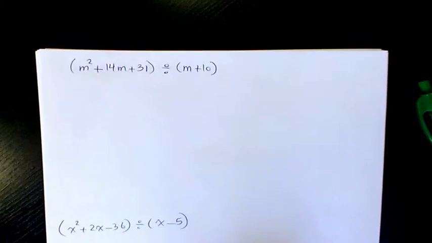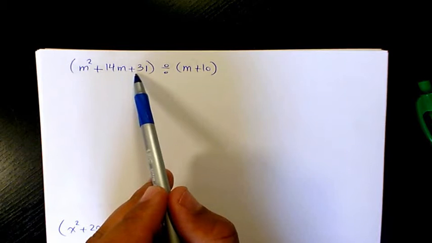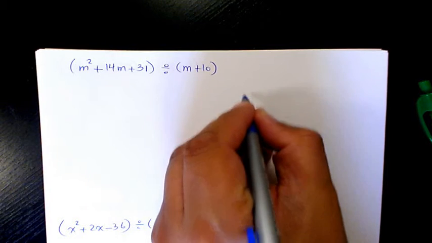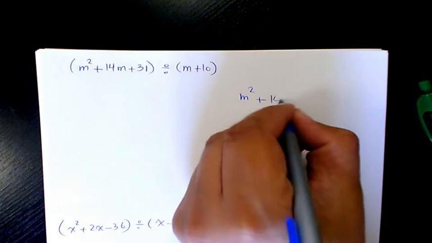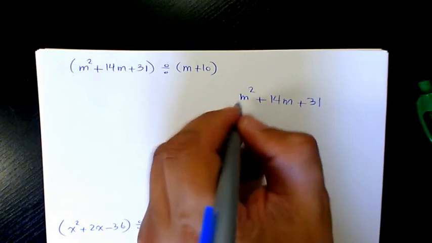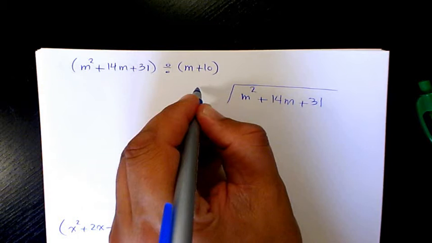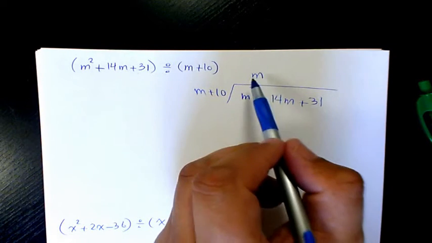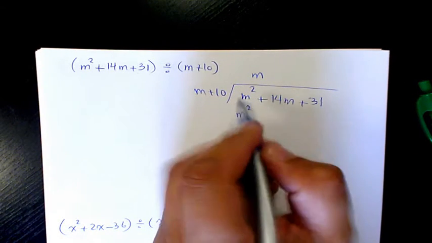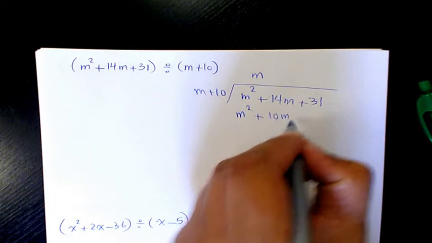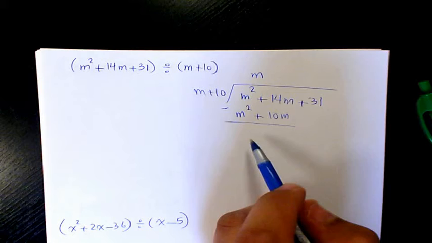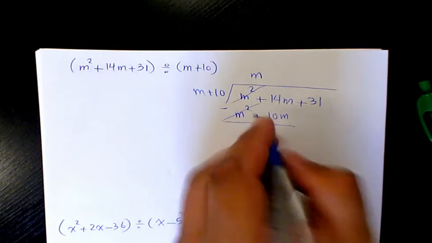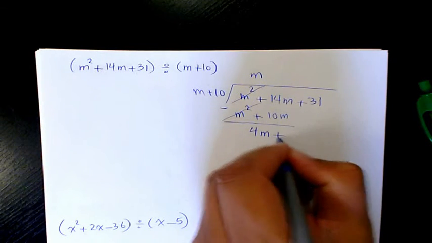Let's see another example. m squared plus 14m plus 31 divided by m plus 10. So it's going to be m squared plus 14m plus 31 divided by m plus 10. m squared divided by m is going to be m. m times m, m squared, m times 10, 10m. Then you subtract it. m squared and m squared cancel out. 14m minus 10m is going to be 4m plus 31.